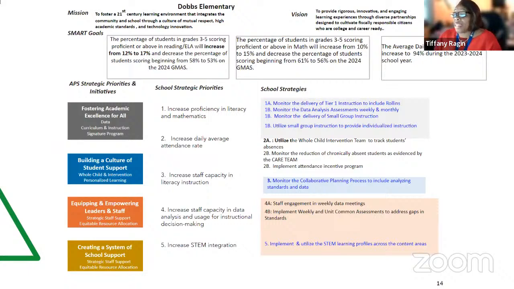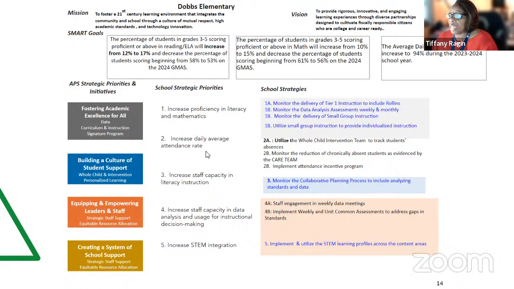So with our main literacy goal, literacy and math, with fostering academic excellence, we have to increase proficiency in literacy and math. And these are the strategies that are taking place right now in the building: monitoring the delivery of Tier 1 instruction to include Rollins, monitoring the data analysis, assessments weekly and monthly, monitoring the delivery of small group instruction, and utilizing small group instruction to provide individualized instruction.